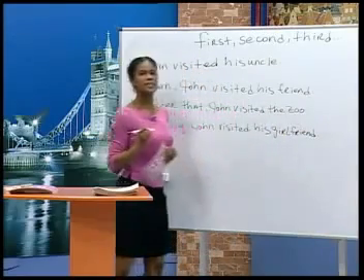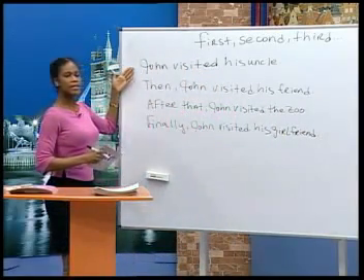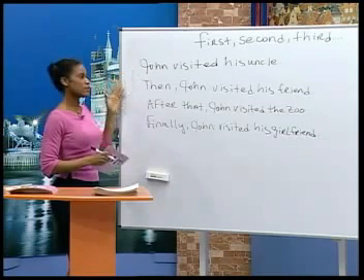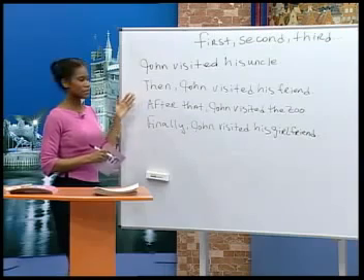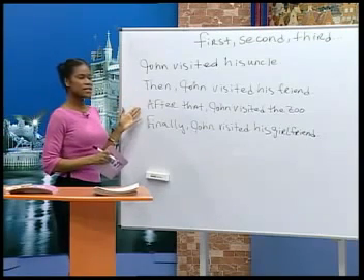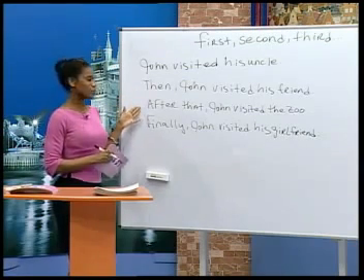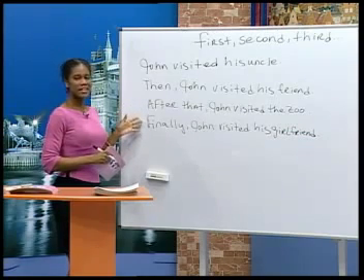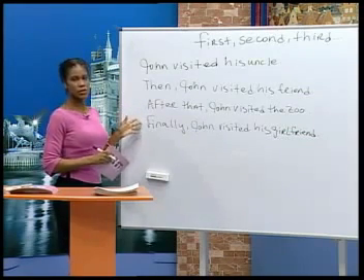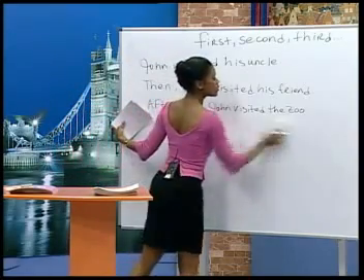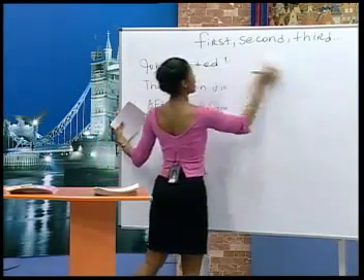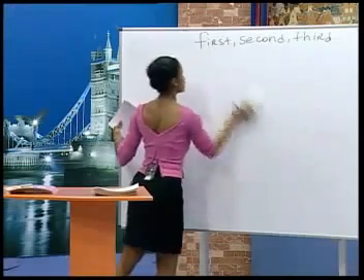So let's look at these examples. John visited his uncle. Then John visited his friend. After that, John visited the zoo. Finally, John visited his girlfriend. Now let's try to use our ordinal numbers and create the same sentences using the numbers we have learned.